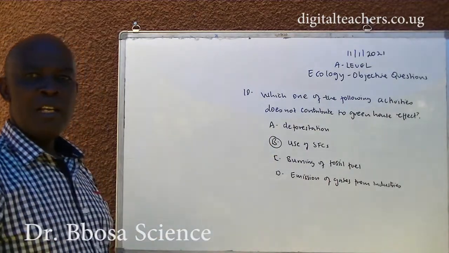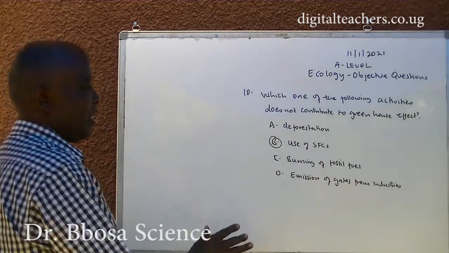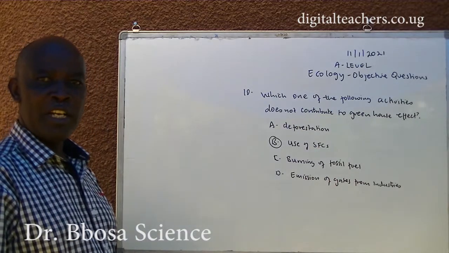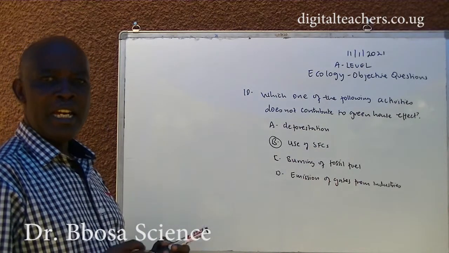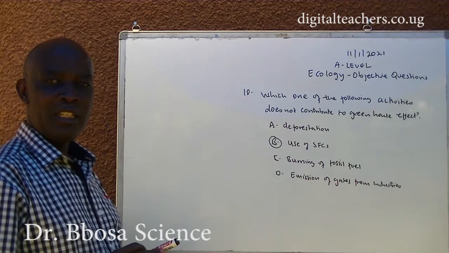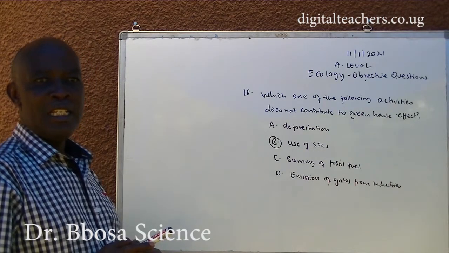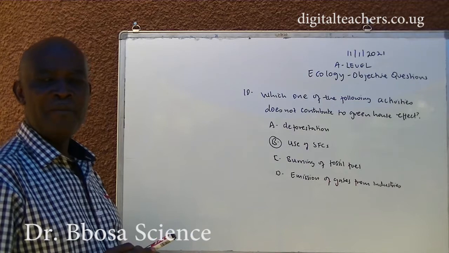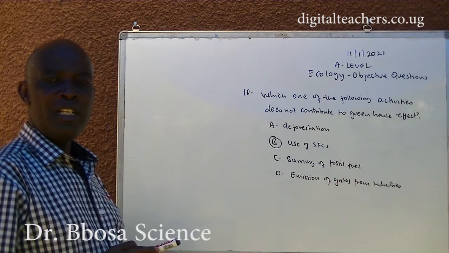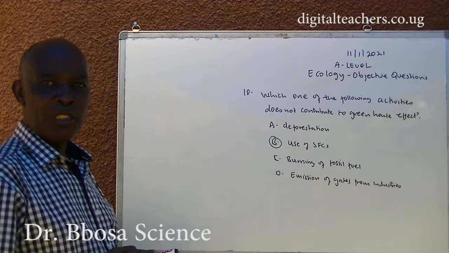Deforestation removes trees that would absorb carbon dioxide. Burning of fossil fuel and emission from industries contain carbon dioxide, and accumulation of carbon dioxide leads to greenhouse effect. Greenhouse effect is the progressive increase in atmospheric temperature over a period of time due to accumulation of carbon dioxide.